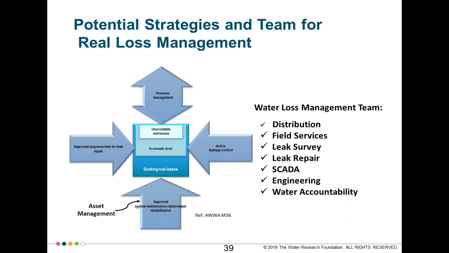and appurtenances. Although not one of the four pillars of apparent or real loss management, accurate production or supply flow metering is a very important element of water accountability and is often addressed by the utility's internal SCADA and instrumentation and engineering groups, or with external assistance. We'll have more to say about this a bit later in the webcast.